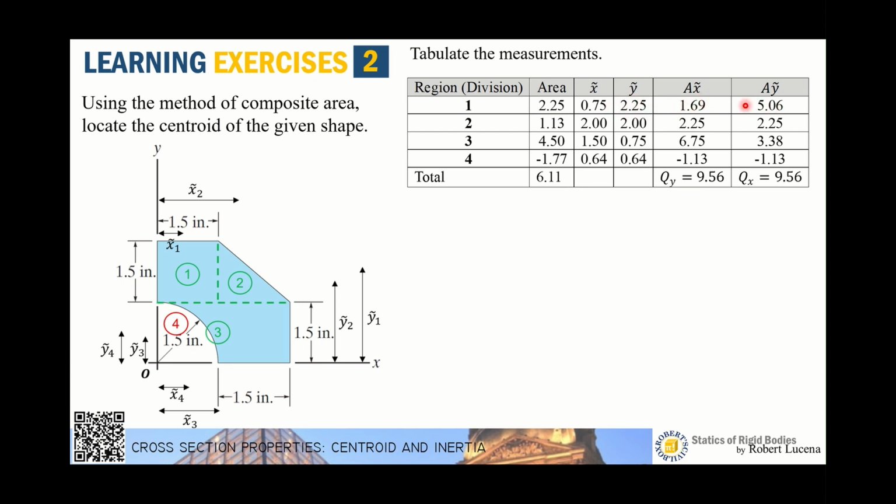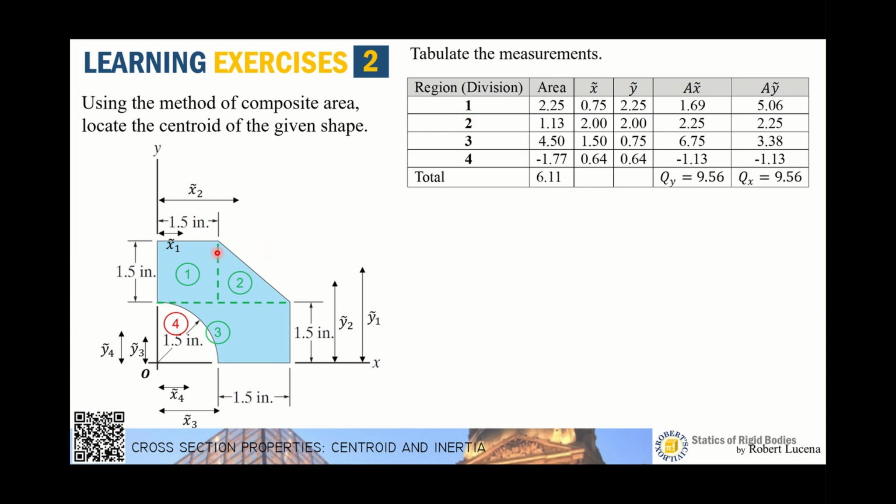The fourth and fifth column will just be the product of area times x bar, x curl, and the last column is simply the product of area and y curl, that is 5.66. Now we will do the same process for the next regions.